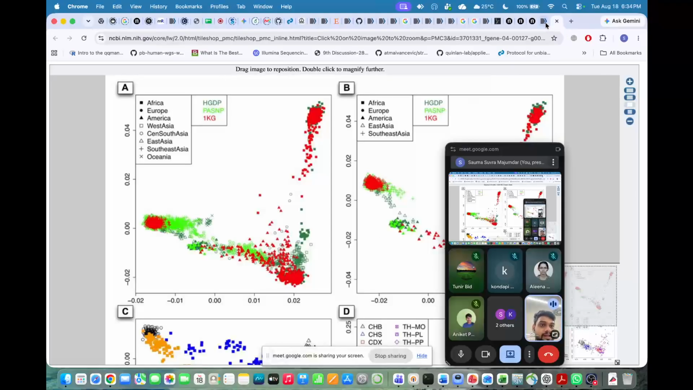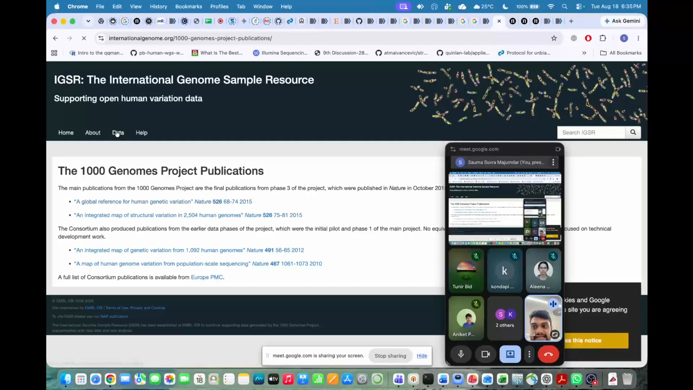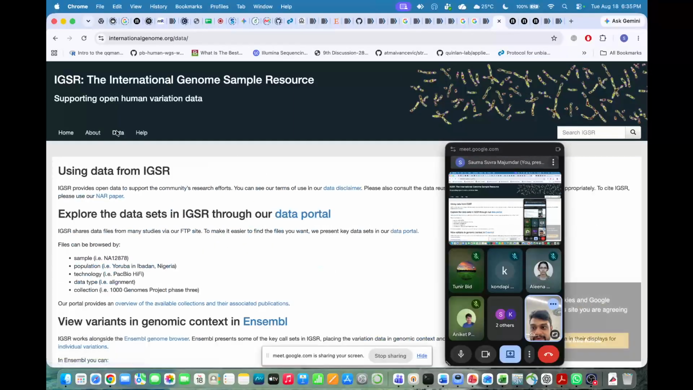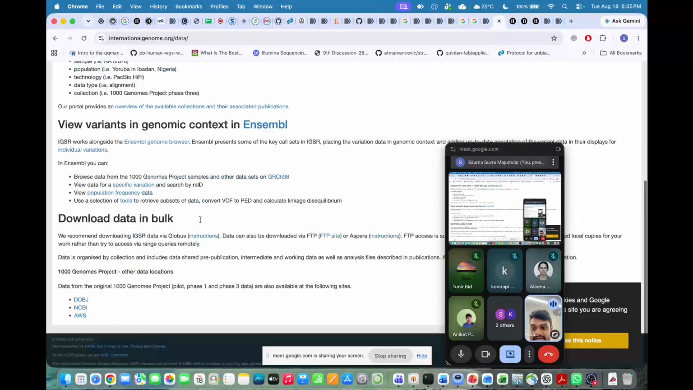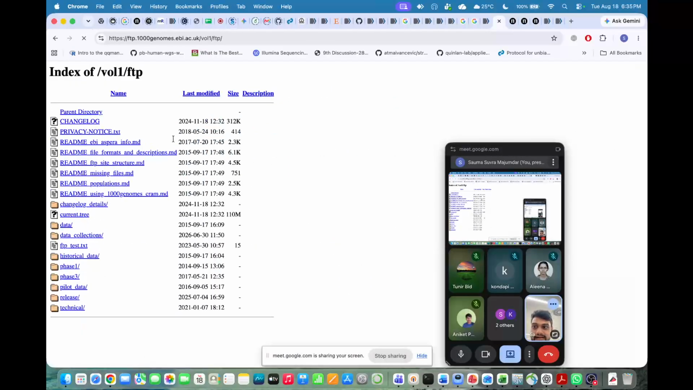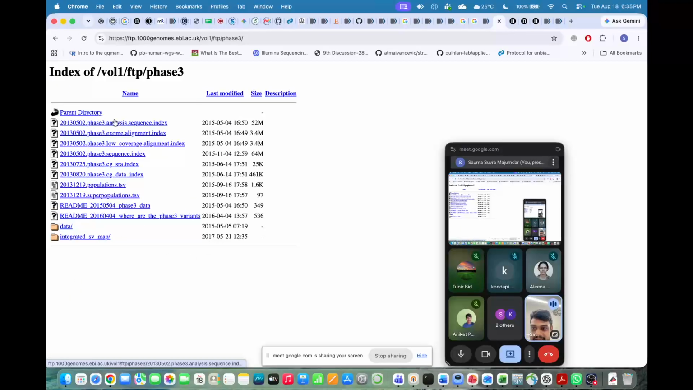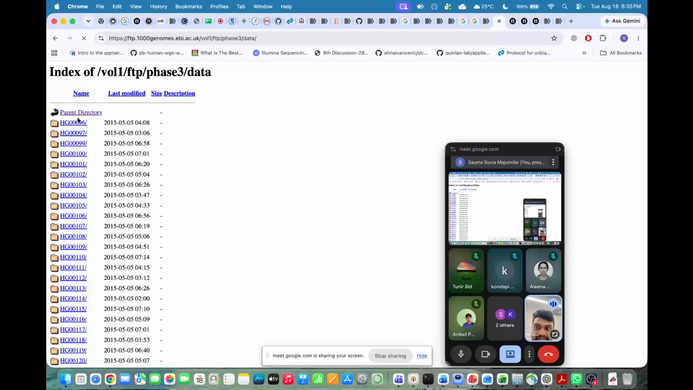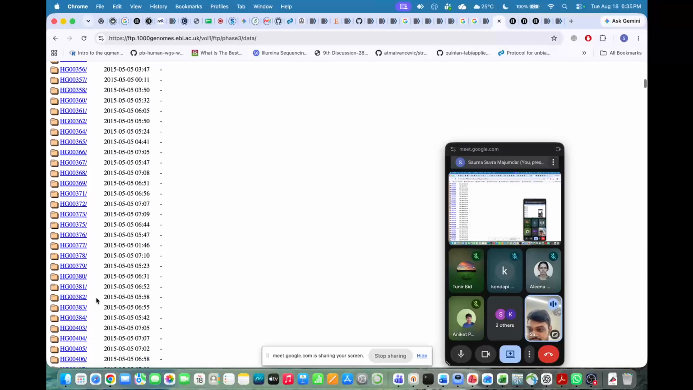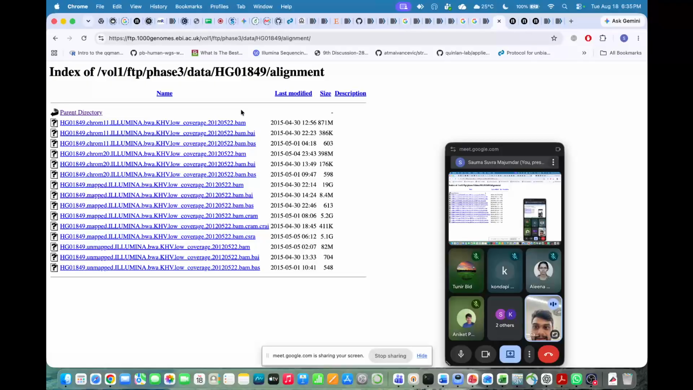So all this 1 kgp thing that I'm saying, all the 1 kgp data is available. You just go to data here. You can get the variants, you can get the data and everything. You just go to the FTP site and you can find all the data. Phase 1, phase 2, phase 3. In phase 3 also, what are the sequences, and in the data you get, these are the sample numbers. HG002 is the first, I think, sample. You can just click on any one and it'll give you all the data for that alignment, BAM files.